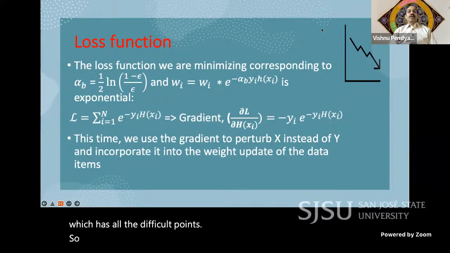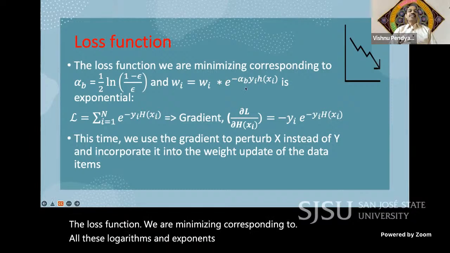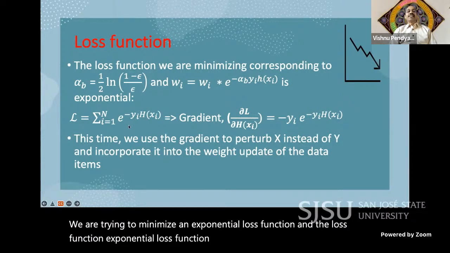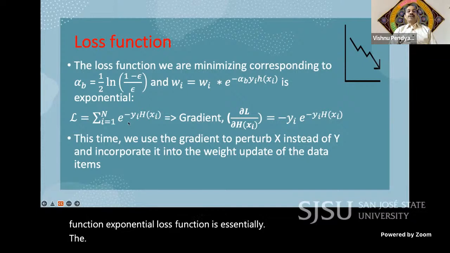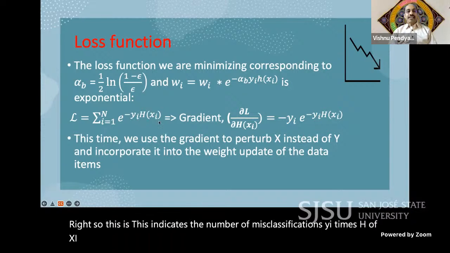So now let us talk about the loss function. The loss function we are minimizing, corresponding to all these logarithms and exponentials, is basically exponential, right? It's obvious. We are trying to minimize an exponential loss function, and the exponential loss function is essentially the exponent of yi times h of xi, right? So this indicates the number of misclassifications. Yi times h of xi is basically a misclassification.